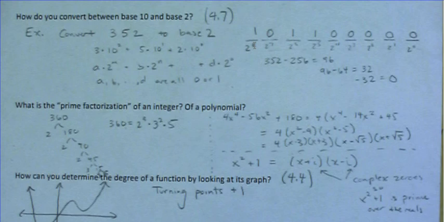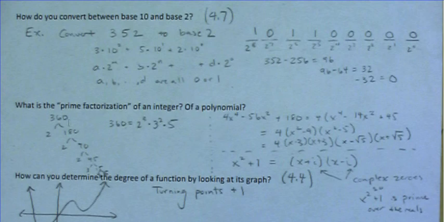And if I were to write this as a polynomial, it would be 2 to the 8th plus 2 to the 6th plus 2 to the 5th, and then that would be it. And I could type that into my calculator or do it by hand and see that that would equal 352.